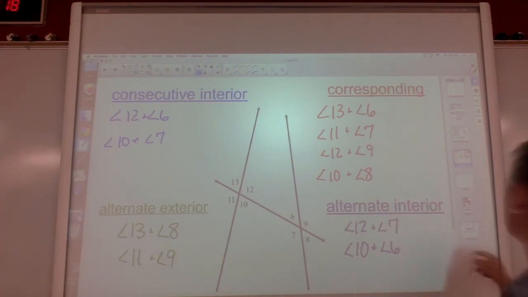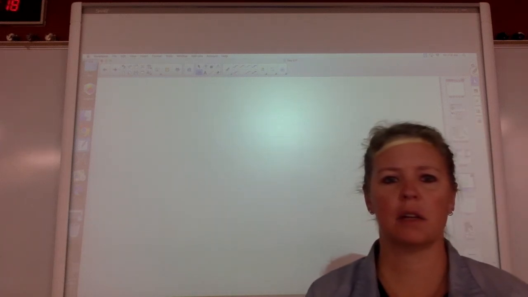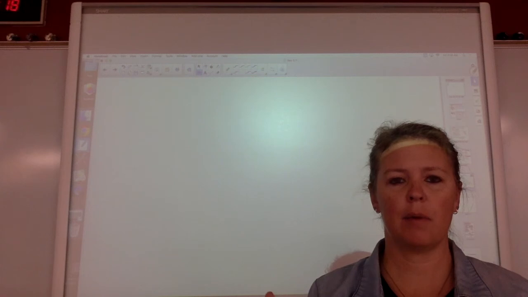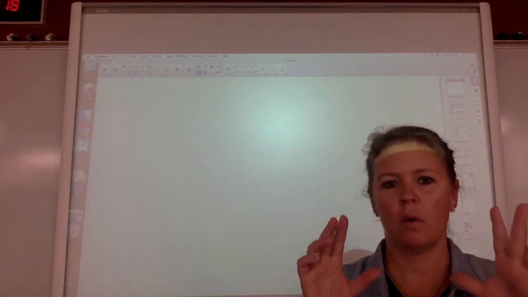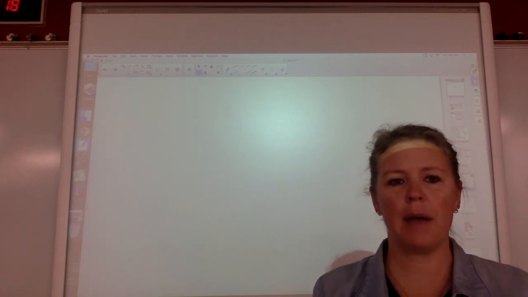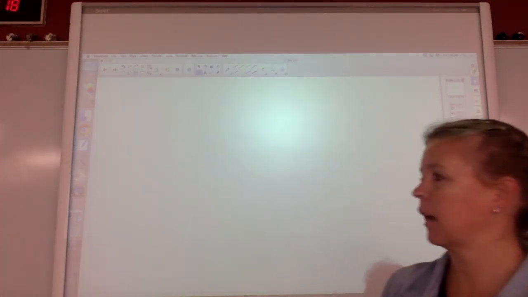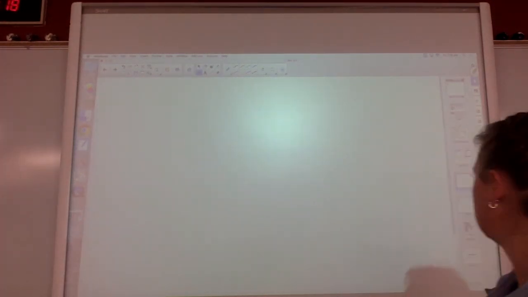If you noticed, I did put on the top of your packet flashcards. You can rip that top off and make flashcards where you maybe color in the corners of alternate interior, alternate exterior, and then on the back, write the word alternate interior angles. And I will show you that in a second if you want to make your own flashcards.